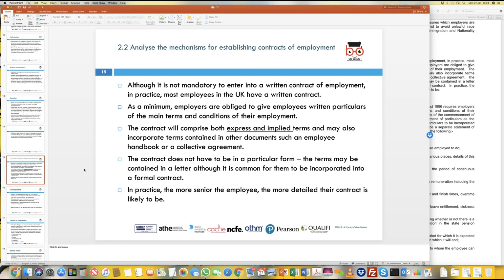So express terms, if I repeat, what do they mean? In terms of a contract, when it is created, some of the terms and conditions are directly mentioned in the contract, and when the contract is signed off by both parties, that means the employer and the employee, then these conditions become legally binding.